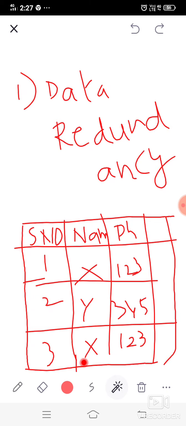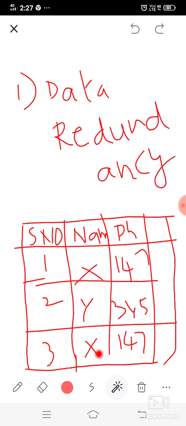As this is a small table, it's no problem. Let us assume that the phone number of X is changed to some other number like 147. Then tell me, do we need to make this change, 147, over here also? As the name is X here and here, the same record is there. This is the first record and this is the third record. So as the data is repeated, whenever the phone number is changed at one place, we also make sure that the phone number is changed in the other place also, that is 147.